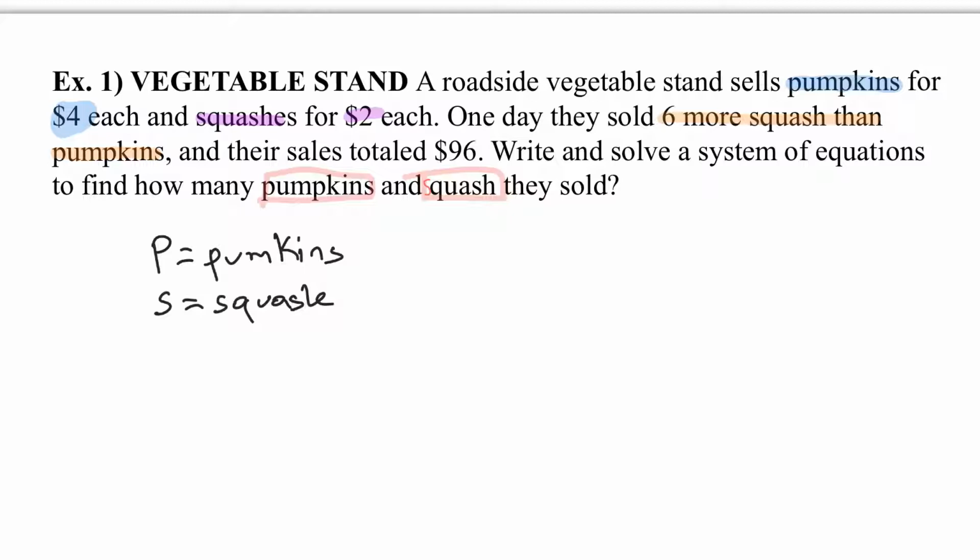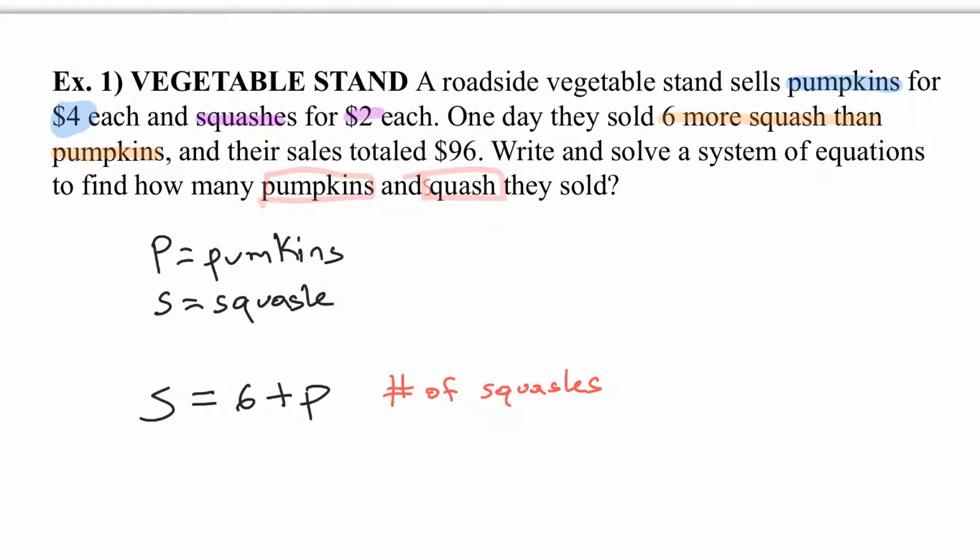So this is how you start the system. You will take the S for squashes equals 6 more than pumpkins. That's the amount of squashes they sold. If they sell 12 pumpkins, that means 12 plus 6 is 18. They sold 18 squashes. All right, so I'm just going to put a little note here. Number of squashes.